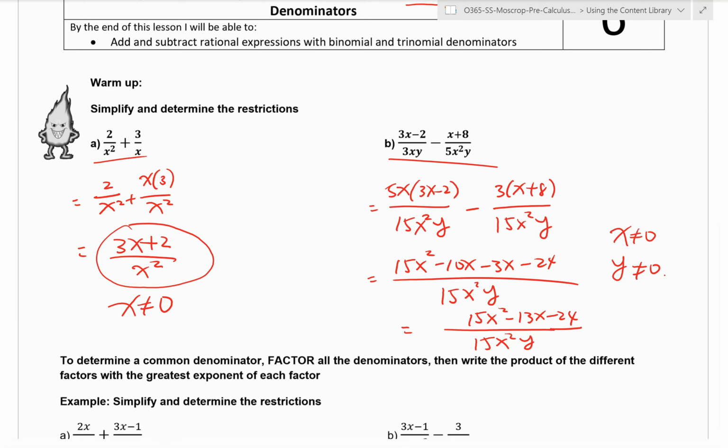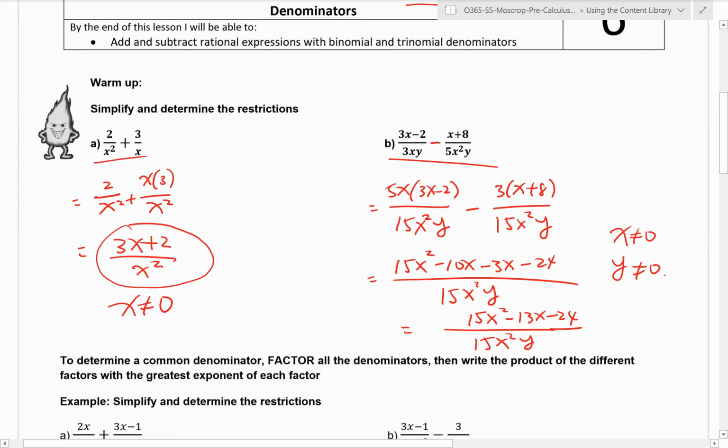For the second one here, your common denominator for 3 and 5 would be 15. And you have x and x squared, so you need an x squared to be the common denominator. Both have y and one single y, so then we just leave it like that. So for the first fraction, you got to multiply by 5x. For the second fraction, you just need to multiply by 3. Because it's a minus sign here, be careful. When you multiply, it's negative 3 times x, so it's negative 3x. It's negative 3 times positive 8, so it's negative 24. Combine like terms together, and that's what you should get.